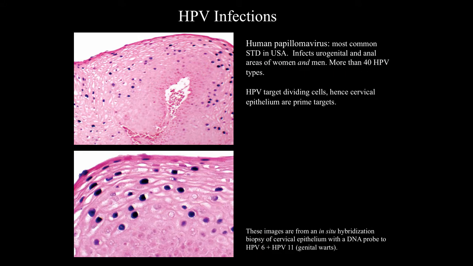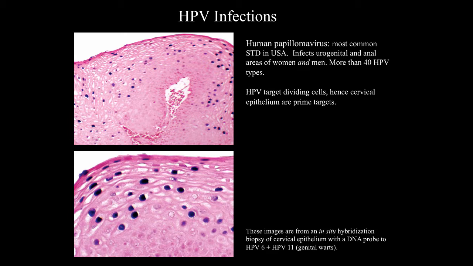HPV infections are also relatively common. HPV is the most common sexually transmitted disease in the United States. It will infect the urogenital and anal areas of women and men. There are more than 40 different types of HPV virus. HPV targets dividing cells, hence the cervical mucosal epithelial cells are prime targets for this.